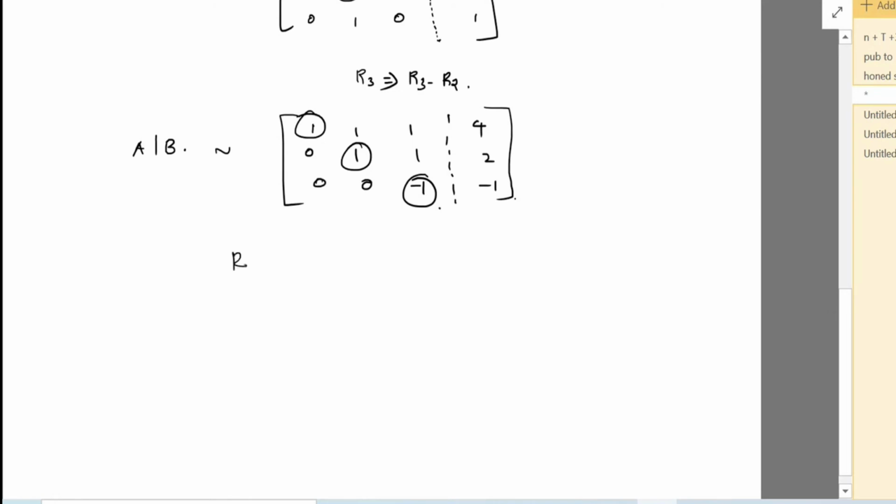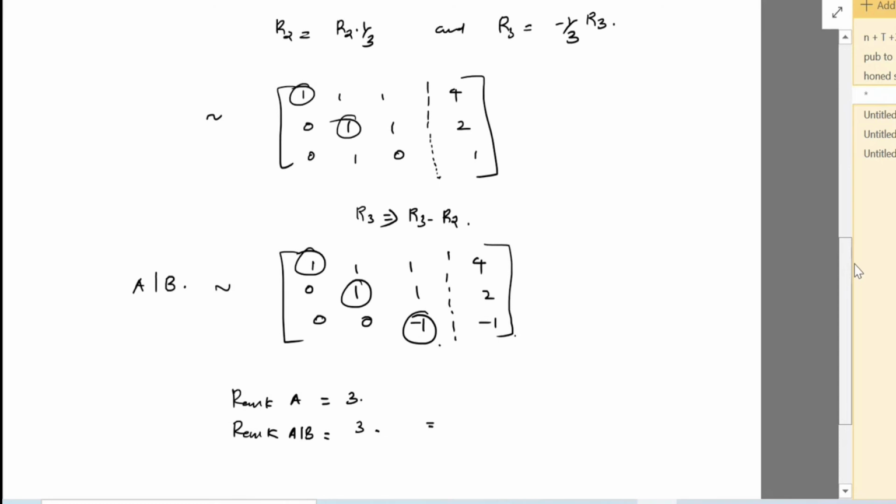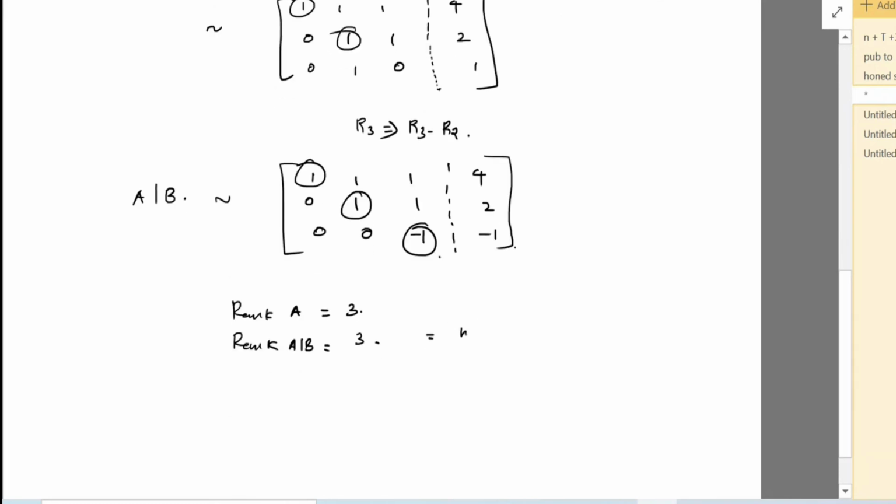So what is rank of A? To find the rank of A, you have to look onto the first 3 columns only. You have to just remove the last column. And how many non-zero rows are there? 3. So rank of A equal to 3. So what is rank of AB? That is also 3. So rank of A is same as rank of AB, which is same as the number of variables. How many variables are there? Totally 3 variables, x, y, and z.